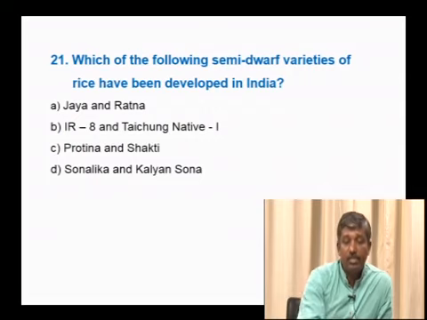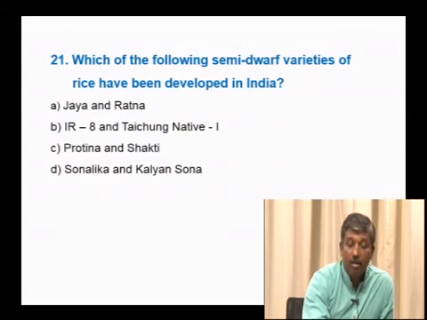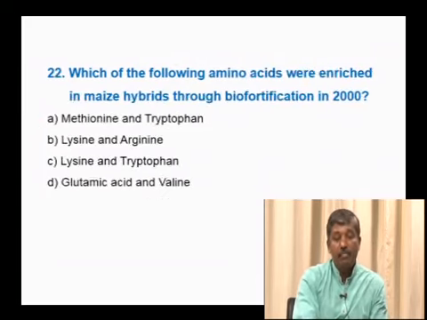So, next, which of the following semi-dwarf varieties of rice have been developed in India? Even we have discussed this in the previous question. So, these are exotic varieties, IR8 and Taichung Native; Sonalika and Kalyan Sona are wheat varieties. See, Protina and Shakti are biofortified maize. So, hence Jaya and Ratna are the semi-dwarf varieties of rice that have been developed in India.